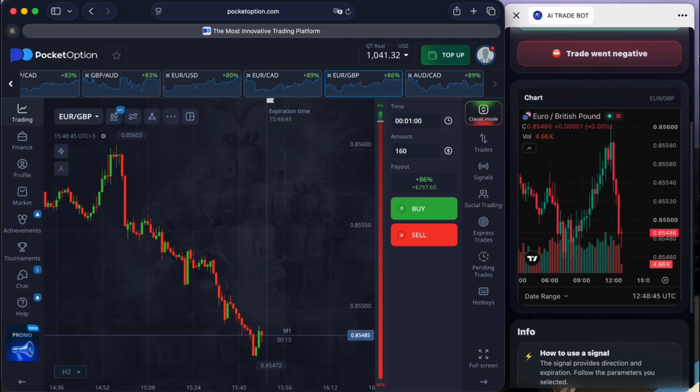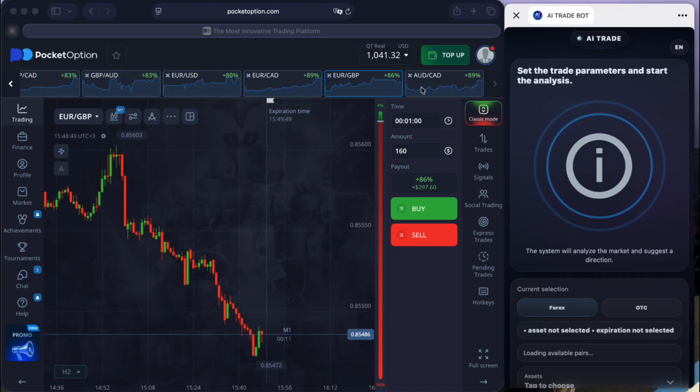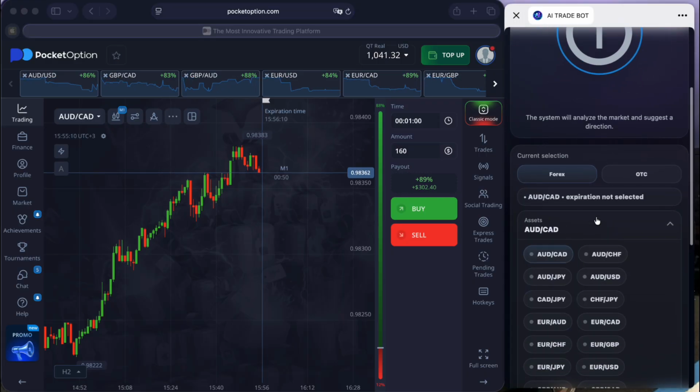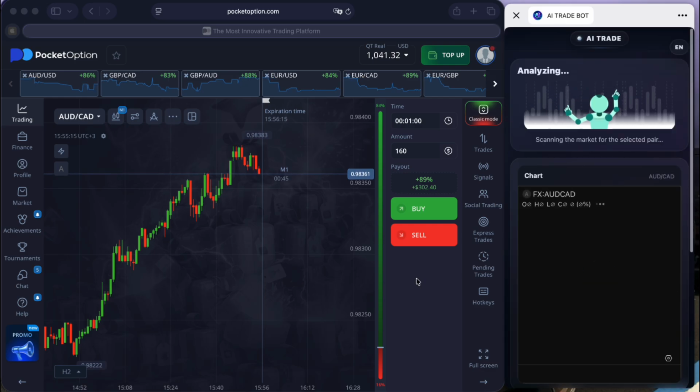There is another increase without any problems, so I boldly restart this tool and move to the Australian dollar and the Canadian dollar. Let's also open on this asset without any technical analysis. Australian dollar, Canadian dollar on our screens. I do not forget to set the expiration time to 1 minute.